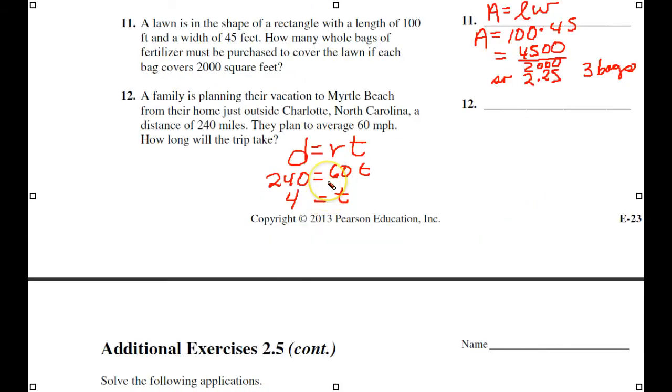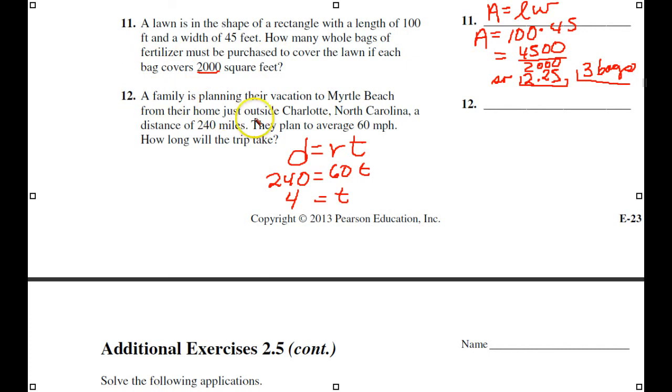Going on to number 11, this is a two-step problem. First, we have to figure out the area, which is 4,500 feet. And a bag covers 2,000, so we divide 4,500 by 2,000, and that would be 2.25. So to have enough, you're going to need 3 bags.